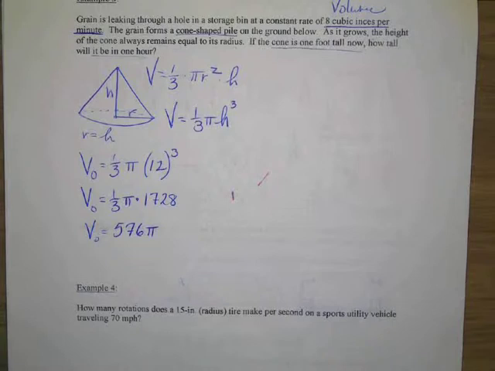Right when we walk in the door, we're like, oh, no, not the cone-shaped pile. That's how much grain is in the cone-shaped pile. And then we're like, oh, now it's growing 8 cubic inches per minute. It's craziness. And we want to figure out how much it's going to be in 1 hour.